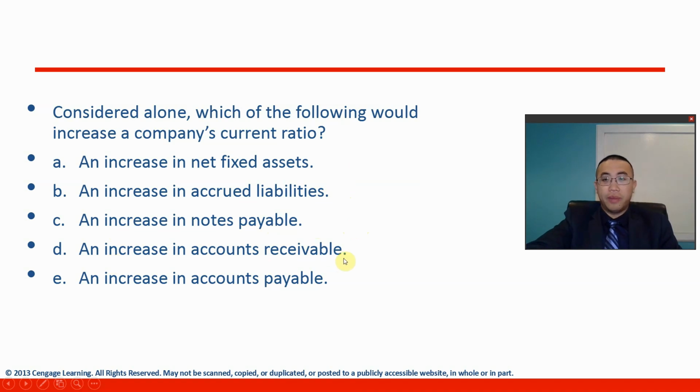D, an increase in accounts receivable. This is a correct one because accounts receivable is a part of the current assets. When it goes up, the current ratio would go up. E, we will exclude that for the same reason we exclude B and C.